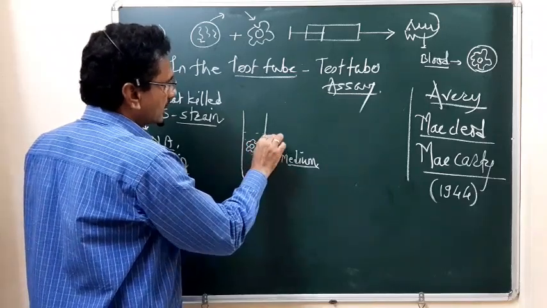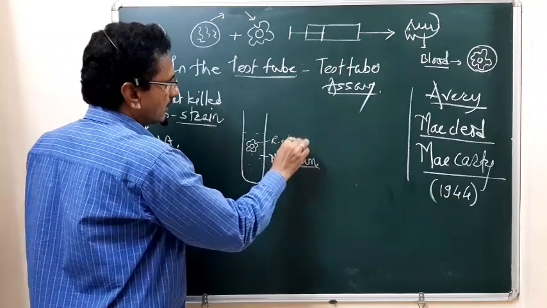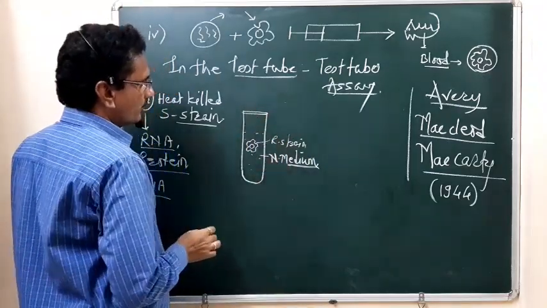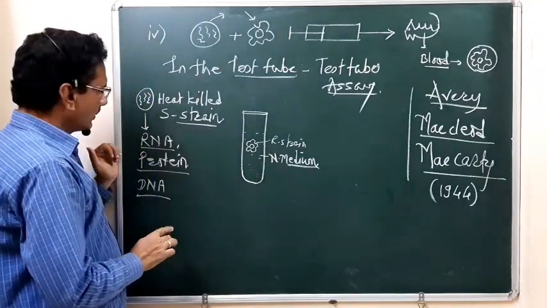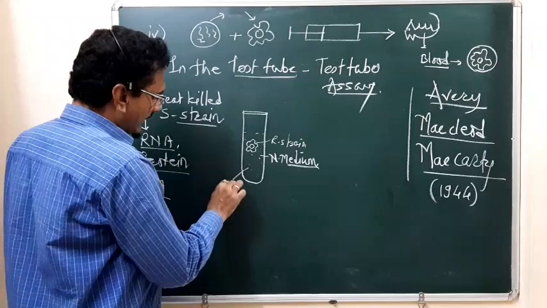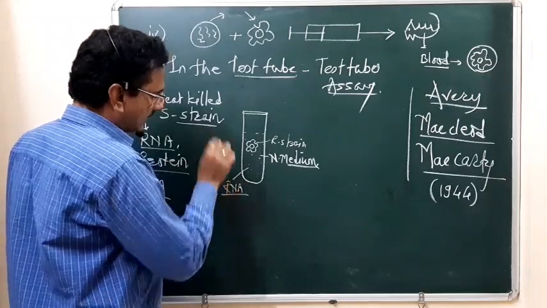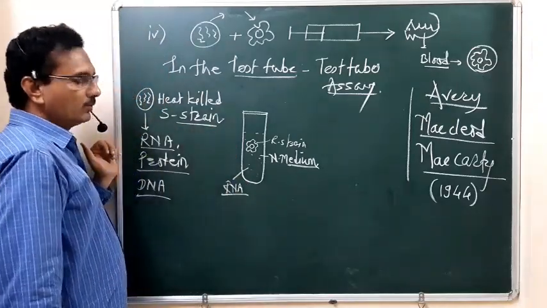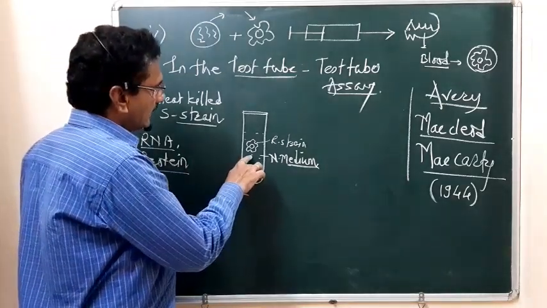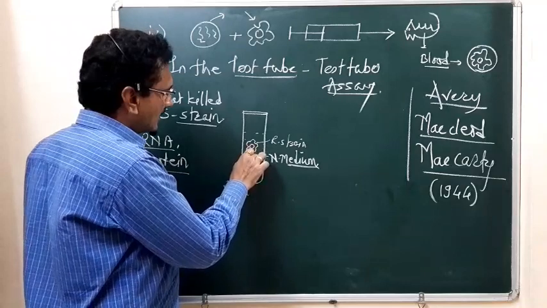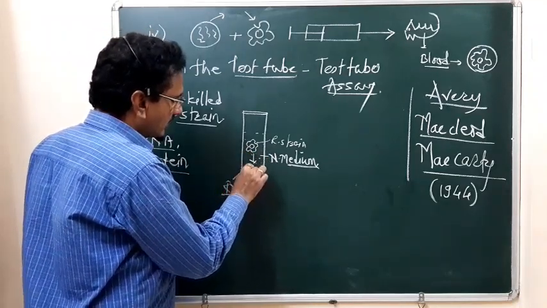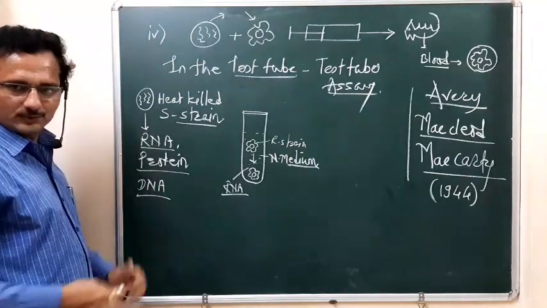Okay, this is the rough strain, and this is the first test tube. In this first test tube, what do they add? They add the RNA. Then what did they observe? In the presence of RNA, the rough strain remains rough strain. They never change into smooth strain.